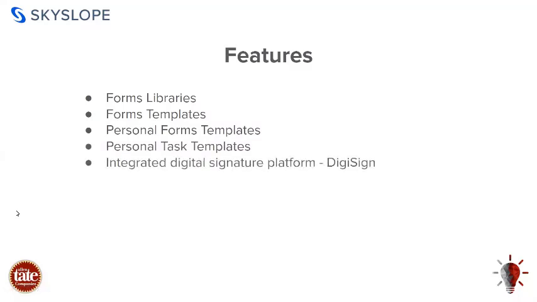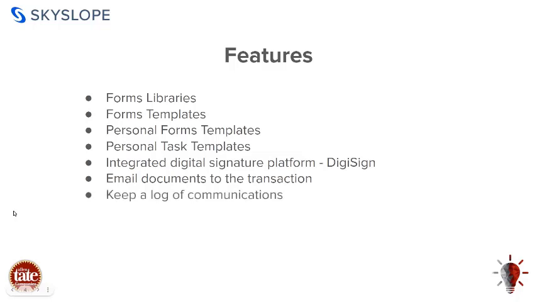There's an integrated digital signature platform that's called DigiSign. You're able to email documents into the transaction with a specific transaction email that's different for each transaction. You can keep an easy log of all communications, whether it's email communications, add notes, or send documents into the transaction. From the transaction, you can also email and share documents. This could be to your client, or it could be the agent on the other side.